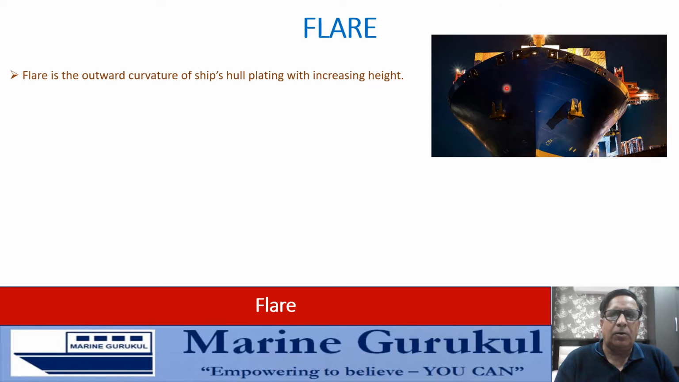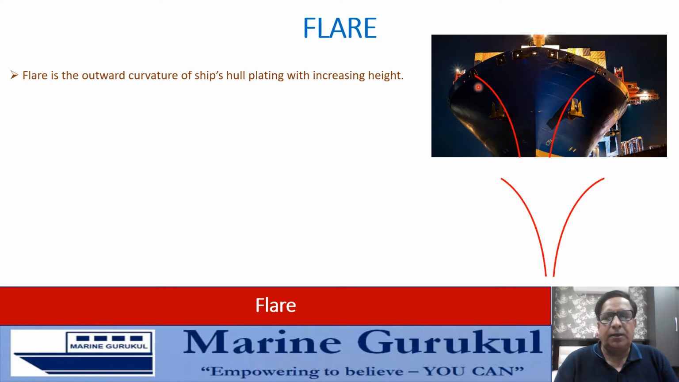We can see the bow of this ship in the picture. If we just follow this plating at a certain frame and come up, we will be able to appreciate this outward curvature of the bow plating. And these two red lines will help us in appreciating the outward curvature of the bow plating. And this is what is called as the flare. Now, if we have to draw a separate diagram, we can draw it like this, with the blue line showing the deck and the keel.